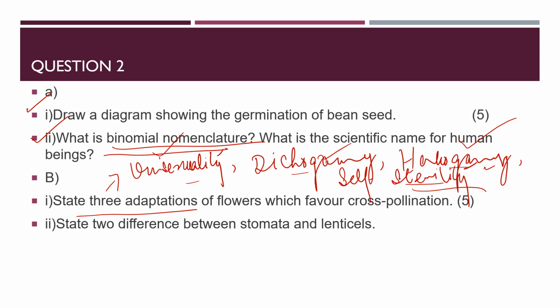Now next comes the difference between stomata and lenticel. You know this, stomata are present in young stems and leaves. Lenticels are present in stems. Stomata have guard cells. Guard cells are absent in lenticels. Stomata open during daytime. Lenticels are always open. Maximum transpiration takes place through the stomata. Very minimal transpiration takes place through the lenticels. So is it clear? This is the major difference between stomata and lenticel.